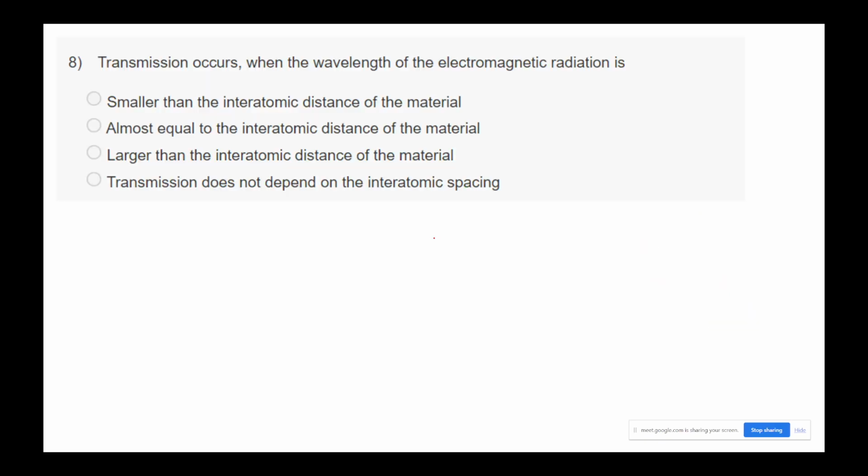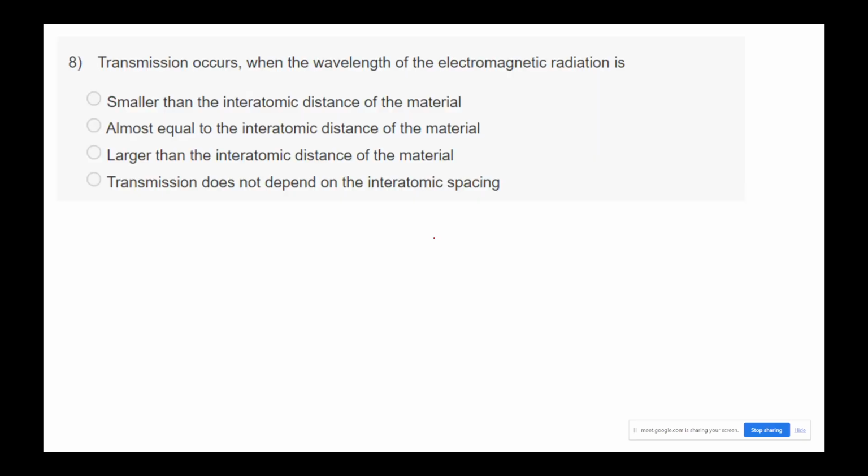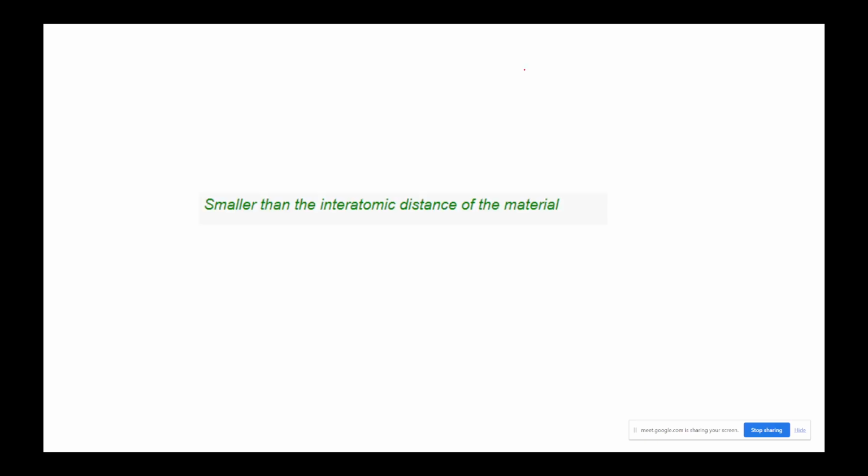Now, the transmission occurs when the wavelength of electromagnetic radiation is what? It is smaller than, and almost equal to, the interatomic distance. So when the wavelength is smaller than the interatomic distance of the material, then only the transmission will occur. This we have seen when we were dealing with the TEM.